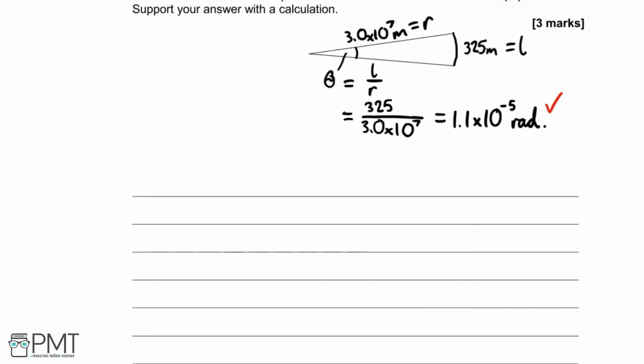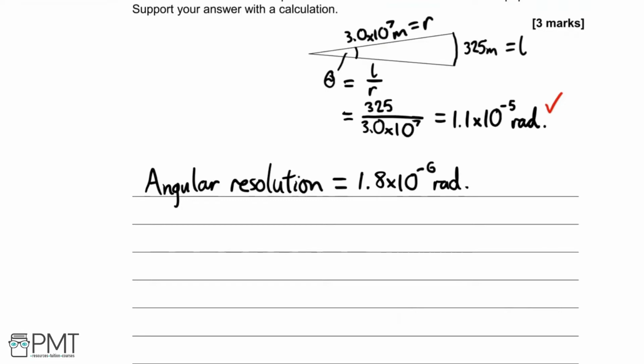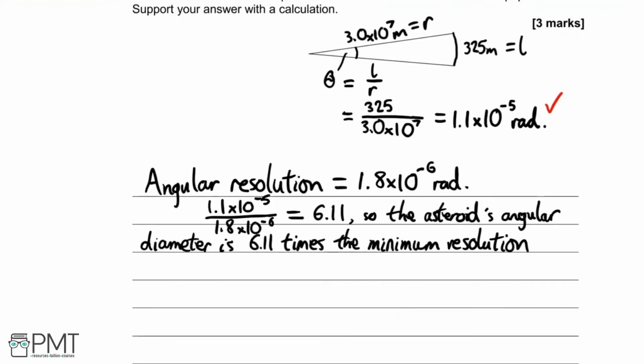We can then compare this to the angular resolution of the telescope, which we know to be 1.8 times 10 to the minus 6 radians. Now, we don't get a mark for saying this, but we do get a mark for comparing this angular resolution to the angular diameter of the asteroid. So for working out how many times the minimum resolution the asteroid's angular diameter is, which is 6.11, we get another mark. And then your third mark would be for stating that you wouldn't be able to see the asteroid in very much detail.